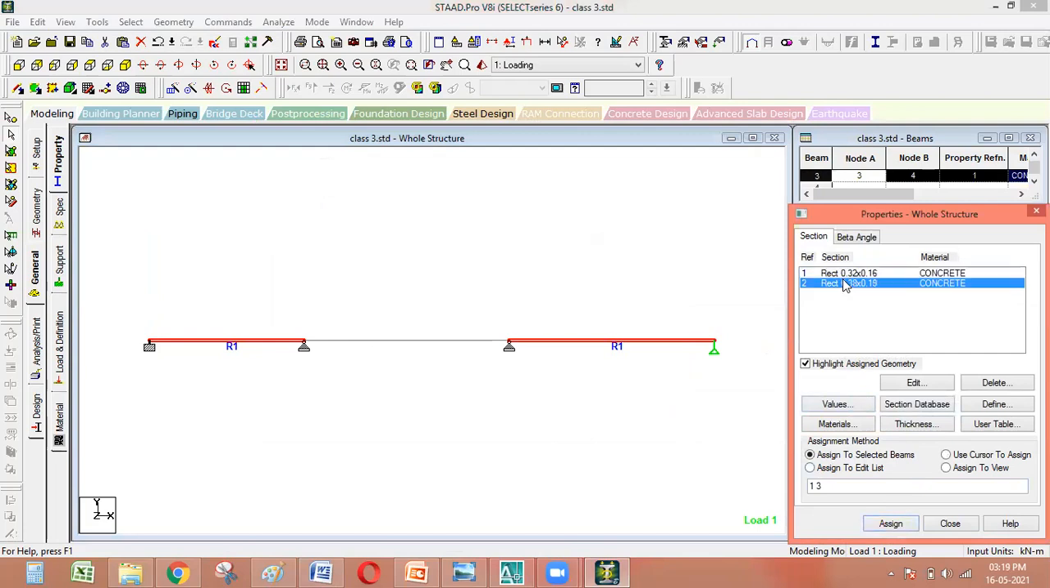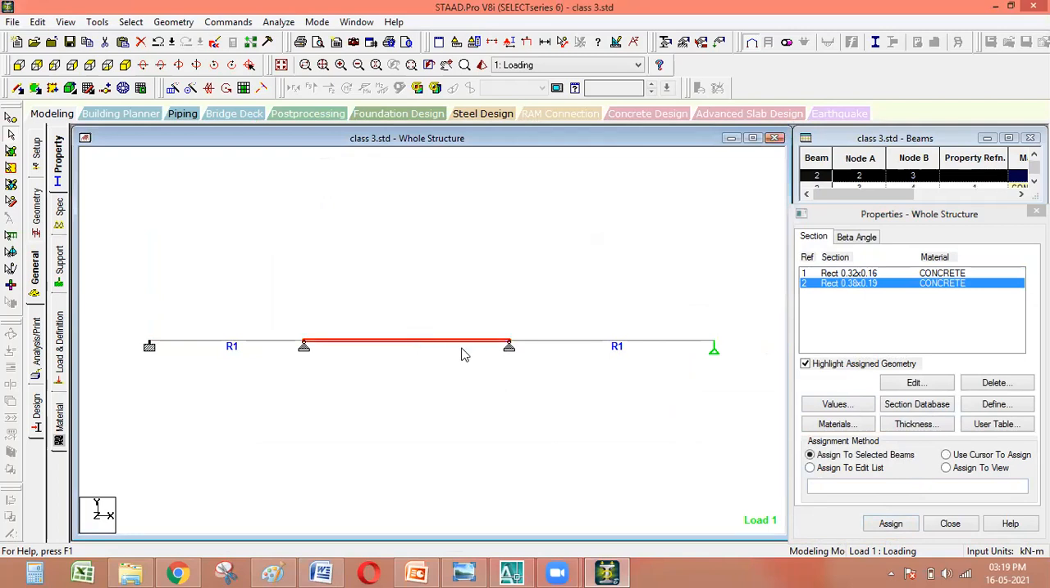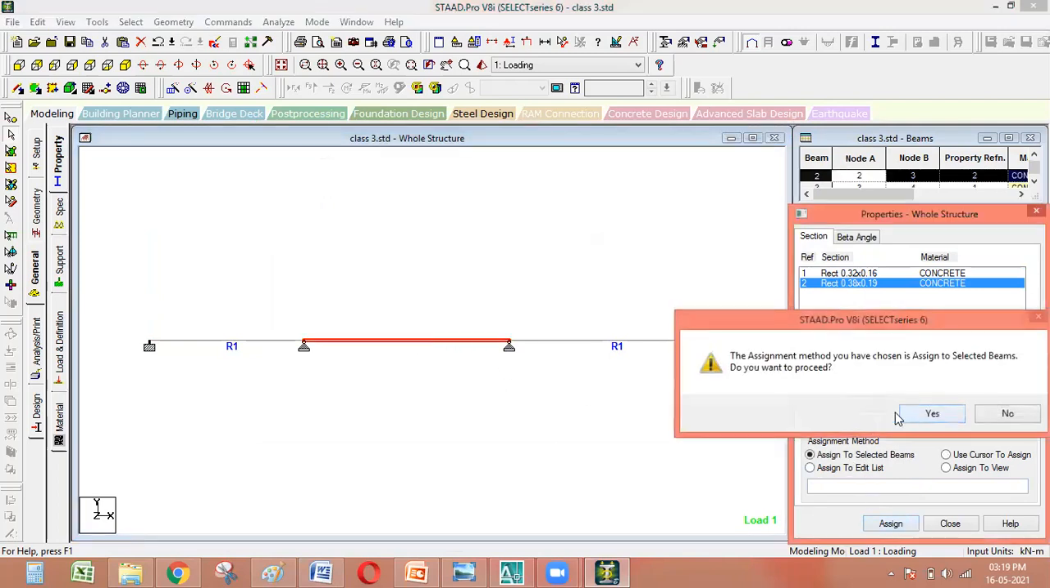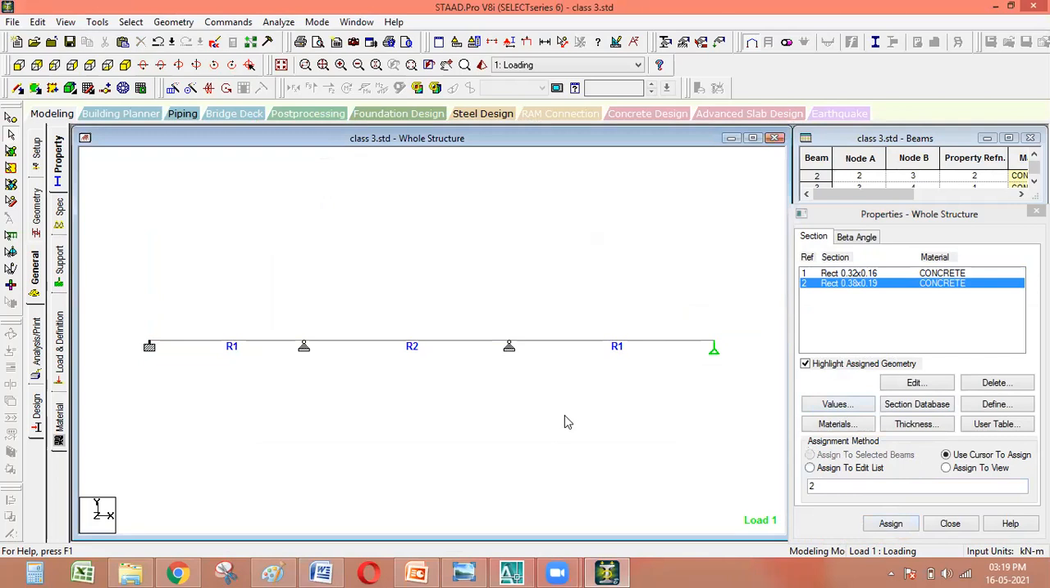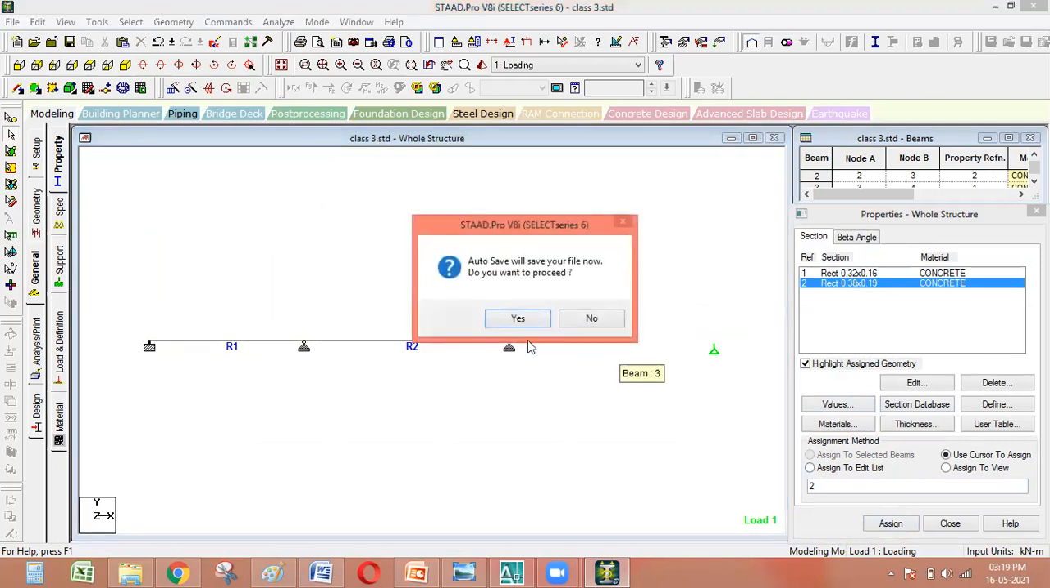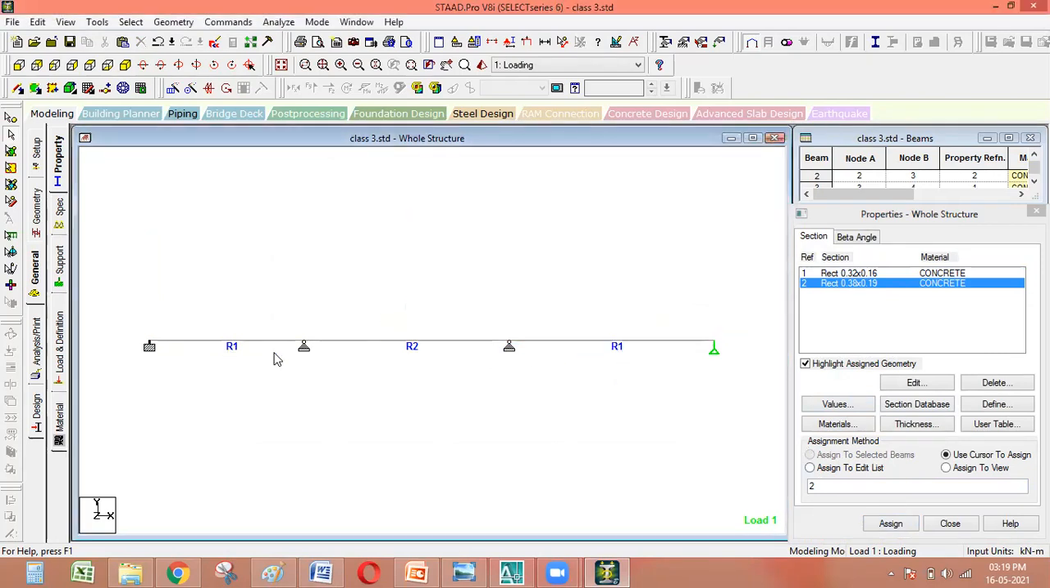Assign it. Go to the 0.38 by 0.19 case. Then select the middle beam and assign. This is how you have to provide the beams to each span. Now, since there are I, 2I and I values, there will be self-weight. Self-weight will also cause bending moment and shear force, and also the related deflections, right?